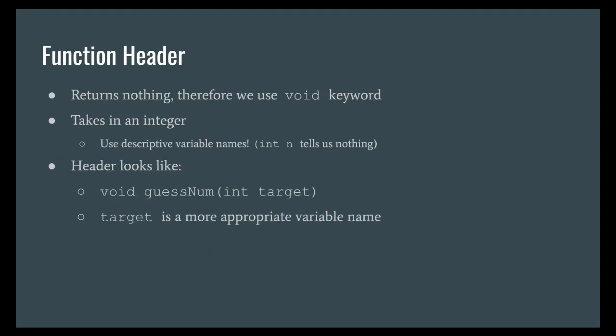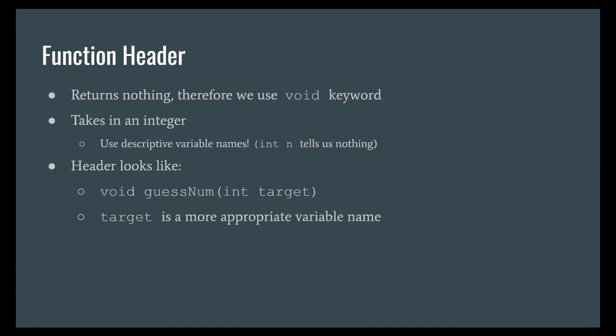So let's start with the function header. We noted that this function returns nothing, so this entails using the void keyword in the header. Instead of returning an int or a double or a boolean, we're going to be returning nothing, so this is the void keyword. This is what that does. And then also it takes in an integer as a parameter.